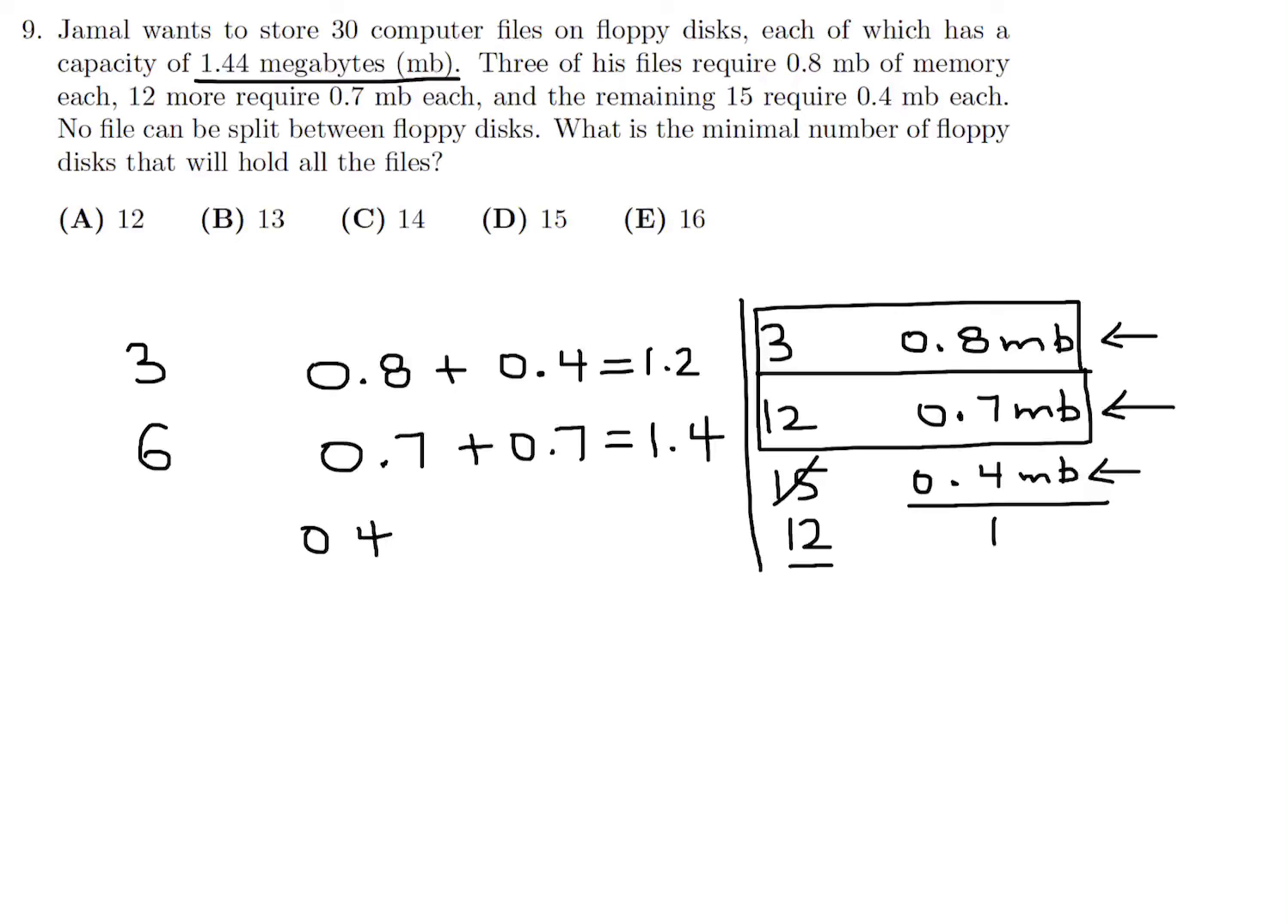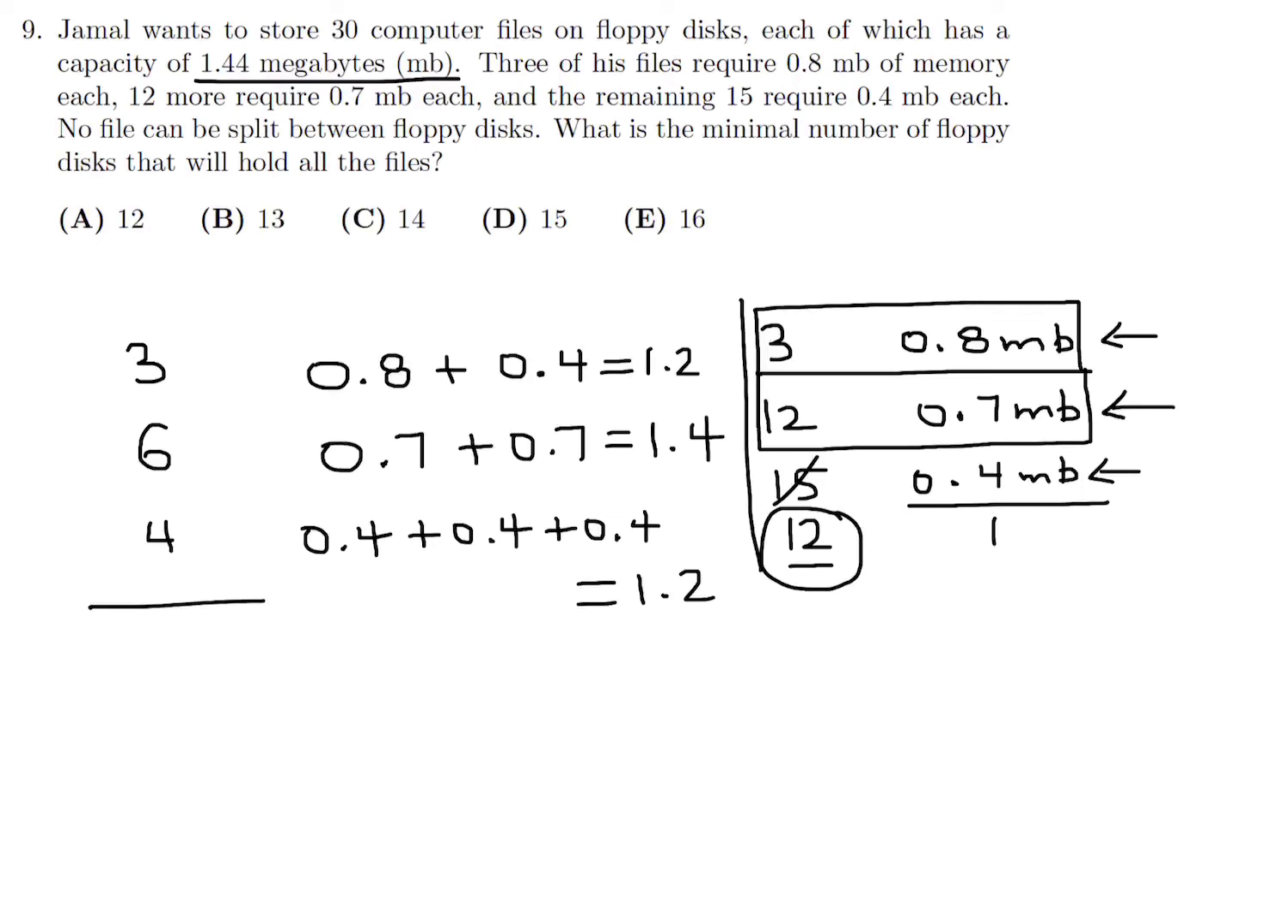And what you can do is you can put 3 of them on one floppy like this. And that would mean 1.2. So that would essentially mean that you need an additional 12 divided by 3, which is 4 floppy disks. And if you do that, you'll take care of all of those.